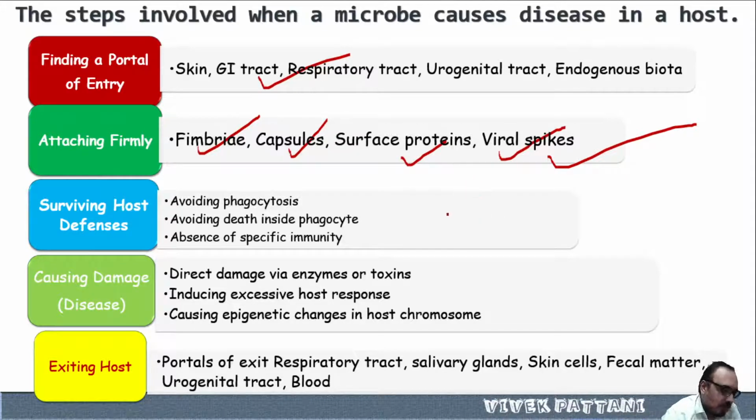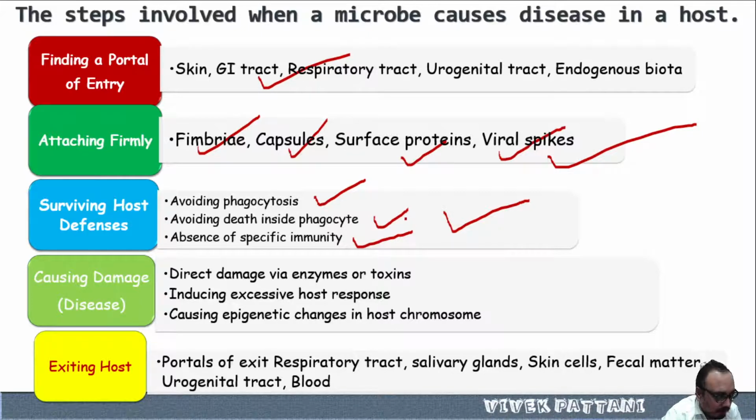After it has gained entry into the host, it will need mechanisms for surviving the host defenses. This can be done by avoiding phagocytosis, to prevent phagocytosis, avoiding death inside the phagocyte, or through the absence of specific immunity.